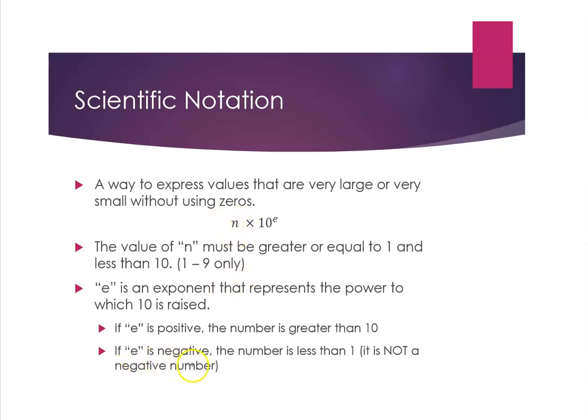If my e is negative, that doesn't mean that the value is negative. It means that the number is less than 1. So 5 times 10 to the negative 4 doesn't mean that I have negative 5. It means that the zeros are in front of the 5 instead of behind the 5. So the positive and the negative signs just tell you where the zeros go.